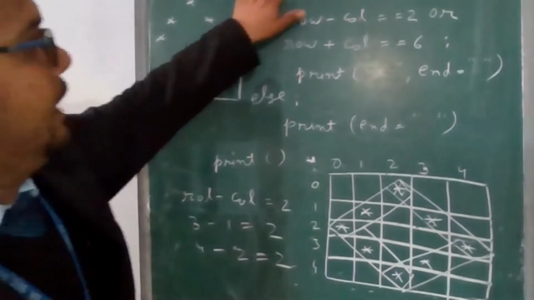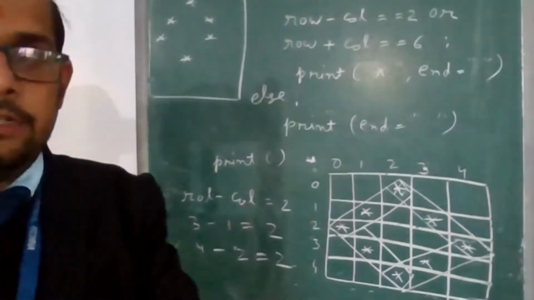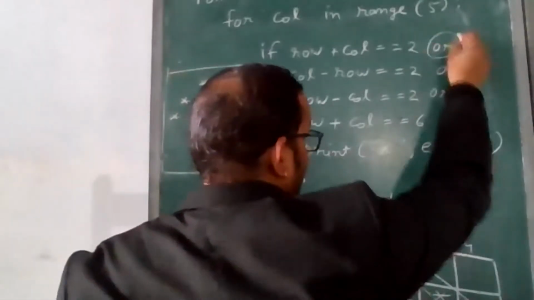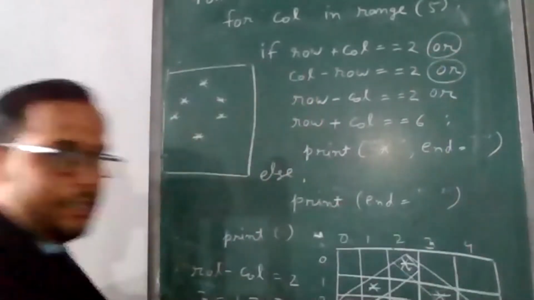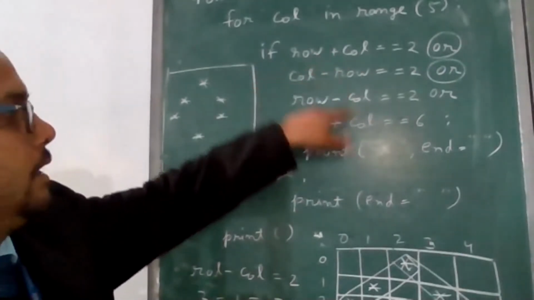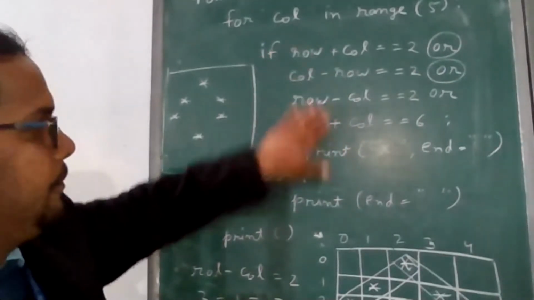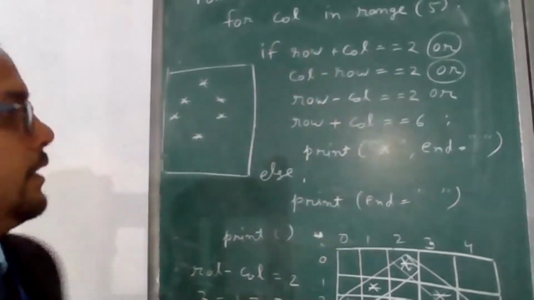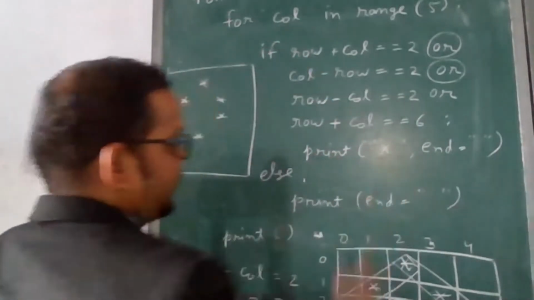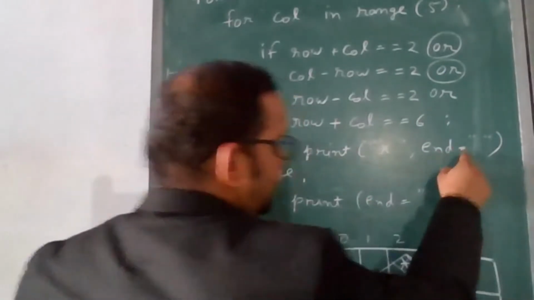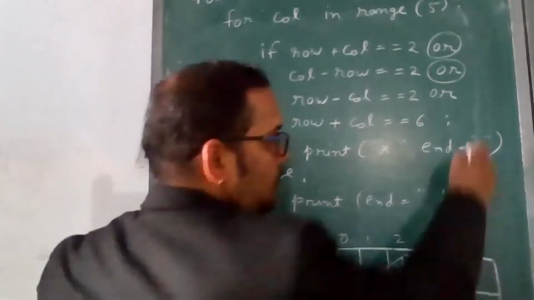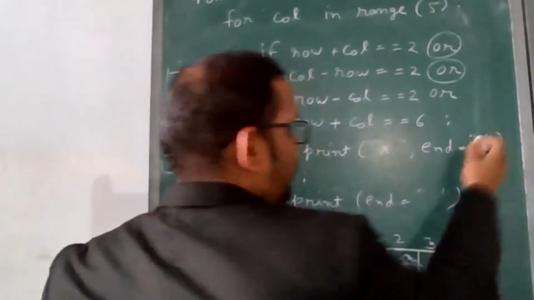So if any one of the conditions is true, that means here we have written the OR operator. OR is a logical operator. If any one of these conditions is true, then it will print a star and then end equals to double quotes open, double quotes close, with a space.